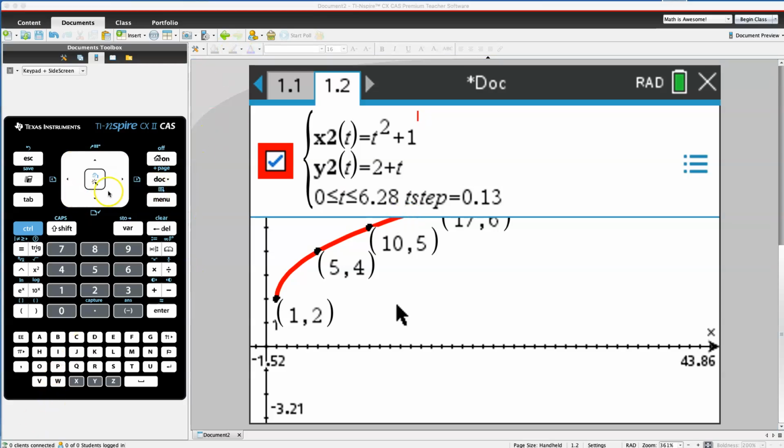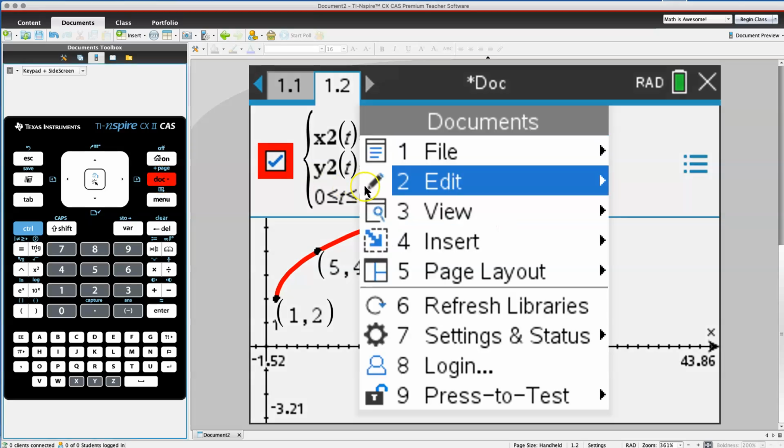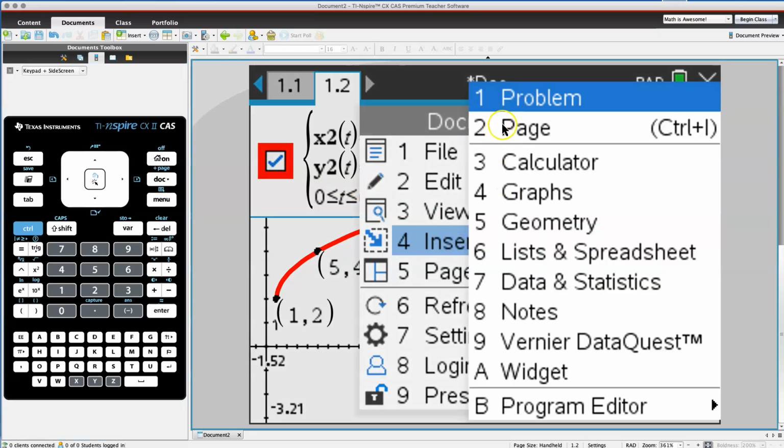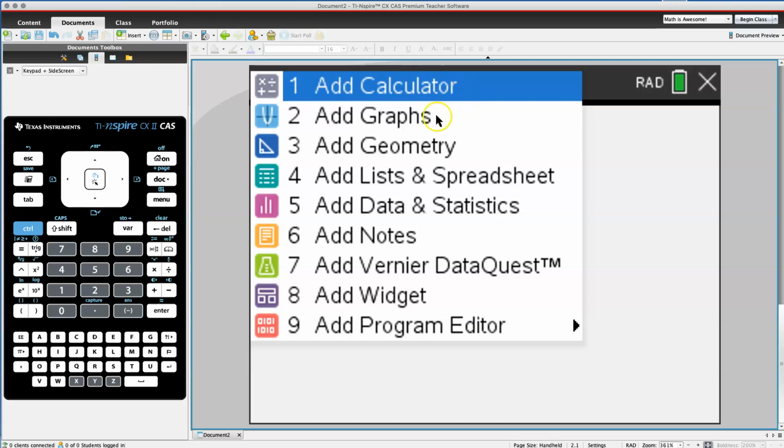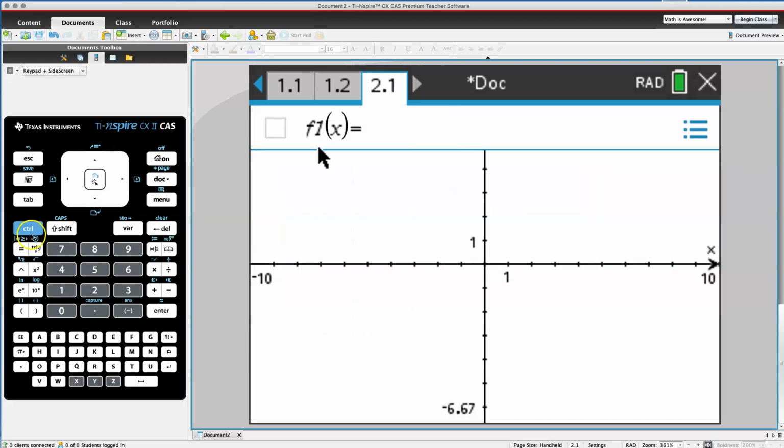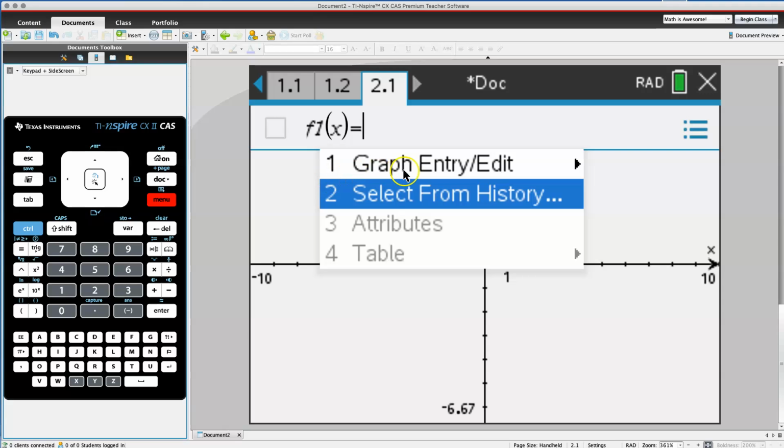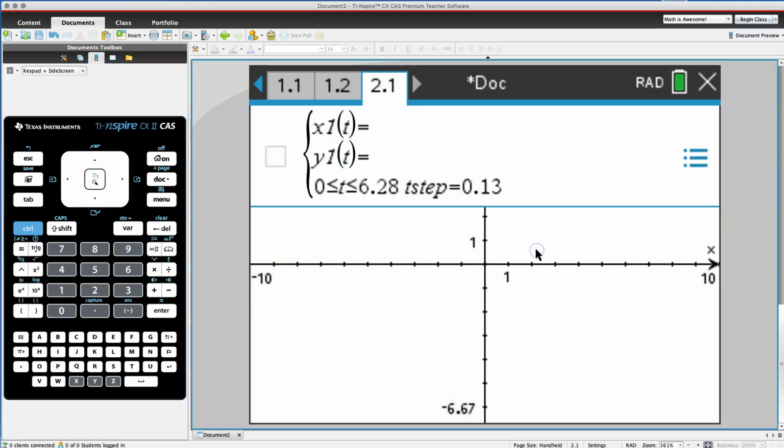So for our next example, I'm going to ask you to press Doc, and we're going to insert a new problem. And this will get us to a brand new graph page. And we're going to go through the same processes. Control menu, we're going to change that graph entry to parametric.